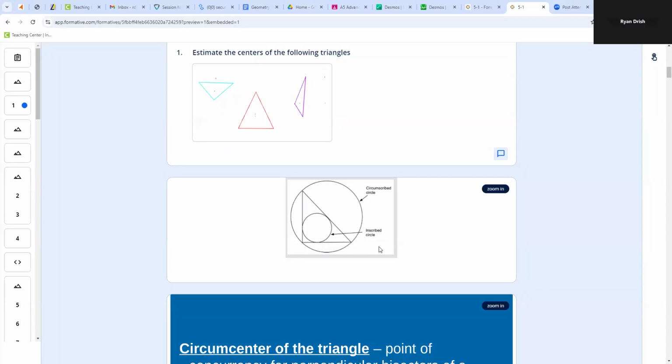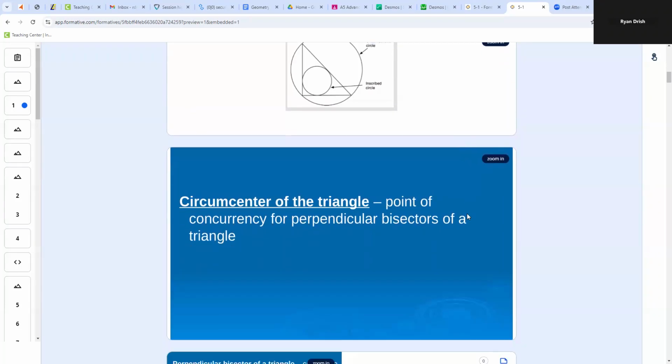The centers of those circles are also counted as the center of the triangle. So for example, the center of the inscribed circle would be about here. So we could place that as a center of the triangle. The circumscribed circle has a center of about right here, almost on the outside of the triangle. We'll talk about how that is and why that is in just a second.